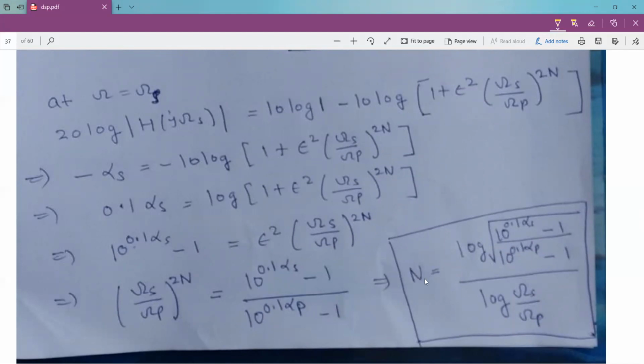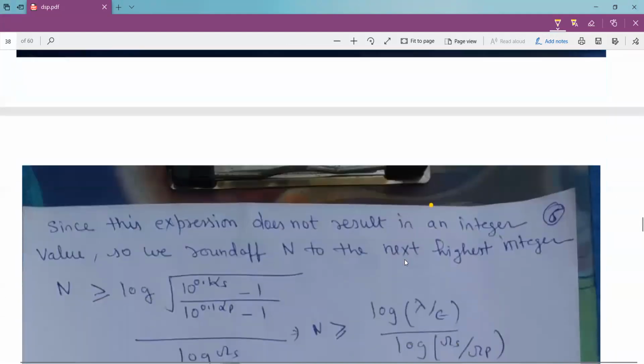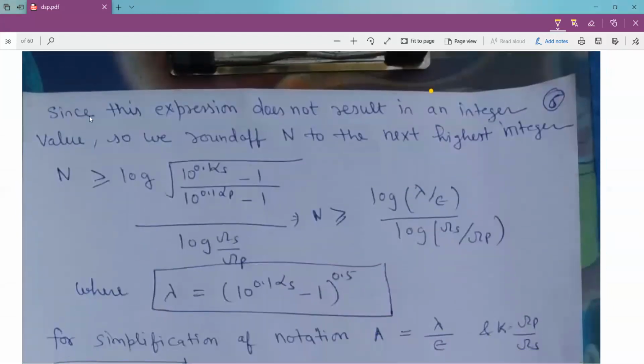So the order of the Butterworth filter can be calculated from its given specification. If the specifications alpha s, alpha p, omega s and omega p are given to you, you can find out the order of the Butterworth filter. But this expression does not result in an integer value, so it may be some decimal value. So we normally round off the value of n to the next highest integer. So in this case, n should always be equal to or greater than the value that you get after calculation.